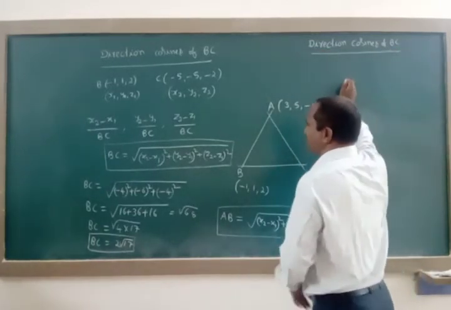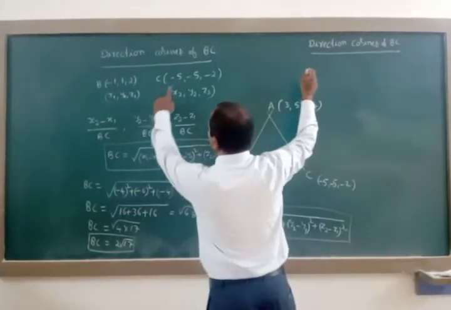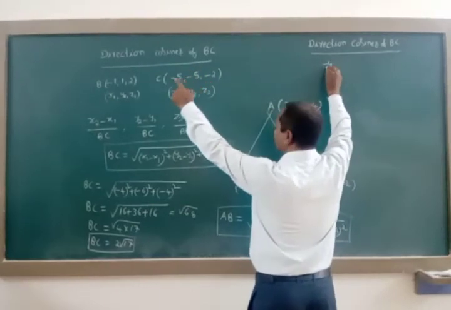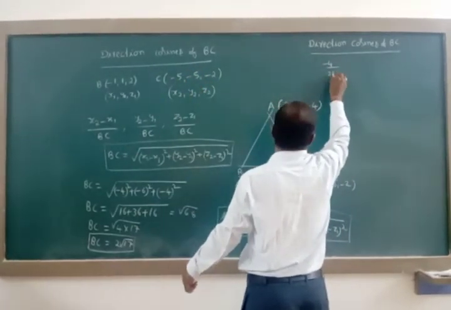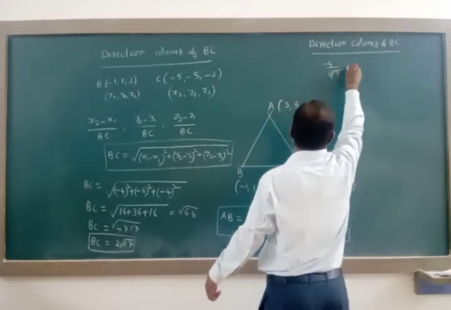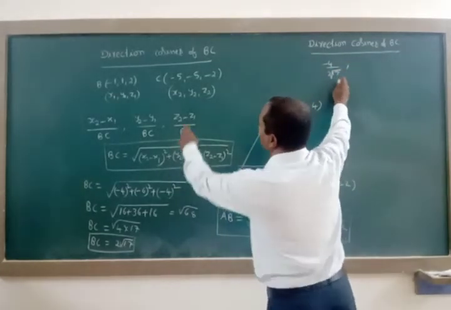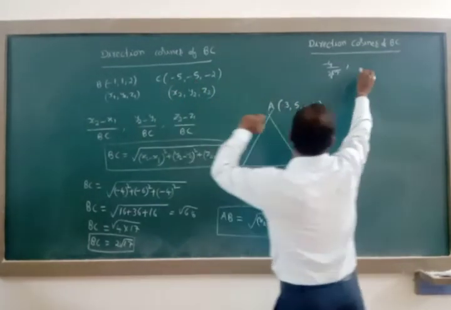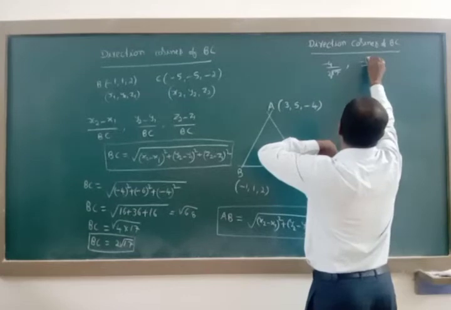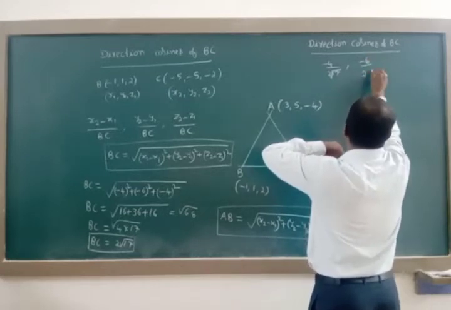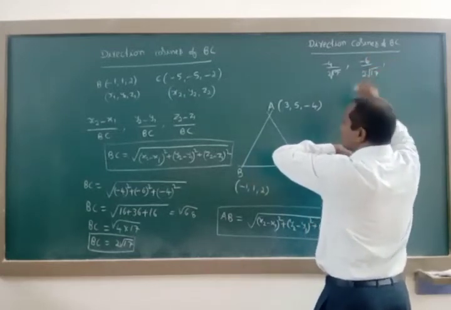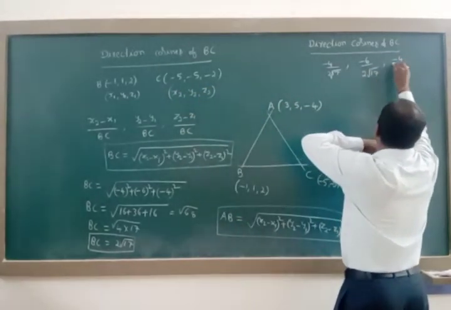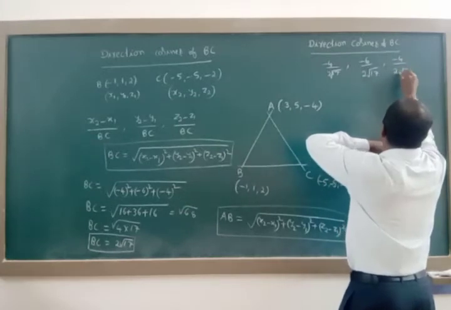Direction cosines of BC means (x2 minus x1), that is minus 5 minus of minus 1, minus 4, dividing by 2 root 17, comma. Next one is minus 5 minus 1, minus 6, by 2 root 17, comma. Then (z2 minus z1), minus 2 minus 2, minus 4, whole dividing by 2 root 17.